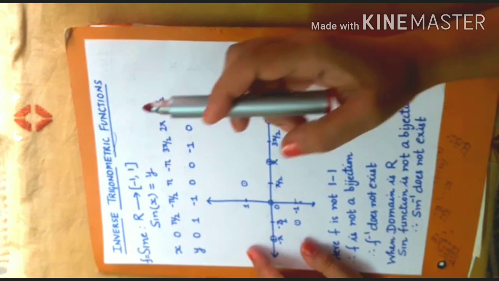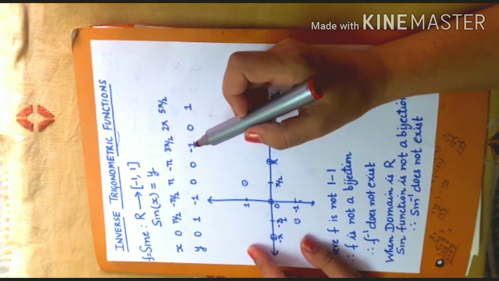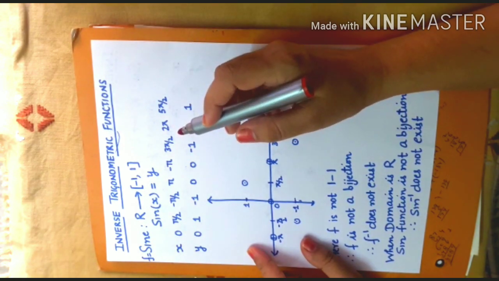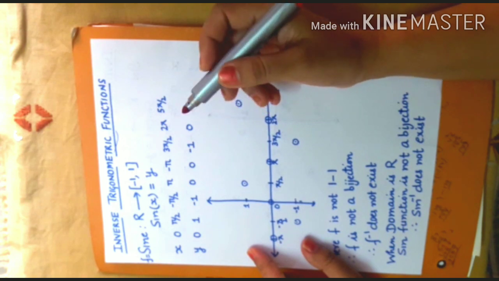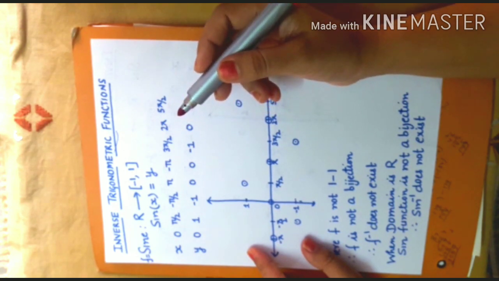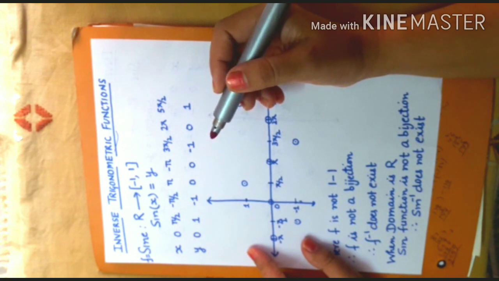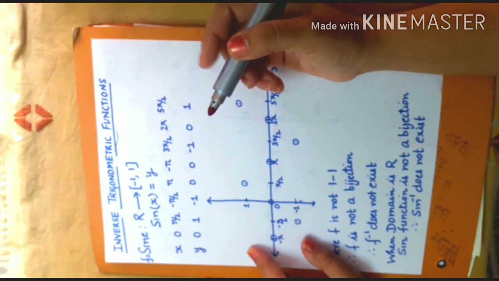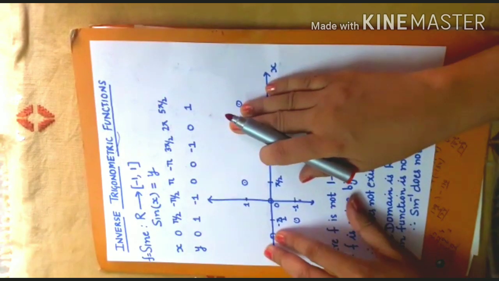So today we will start with our next chapter, which is inverse trigonometric functions. As the name suggests, here we will be talking about inverse of the 6 trigonometric functions. That is, we will be talking about inverse of sine, inverse of cosine, inverse of tan function, inverse of cot function, inverse of cosecant function, and inverse of secant function. So first, let us take our sine function.